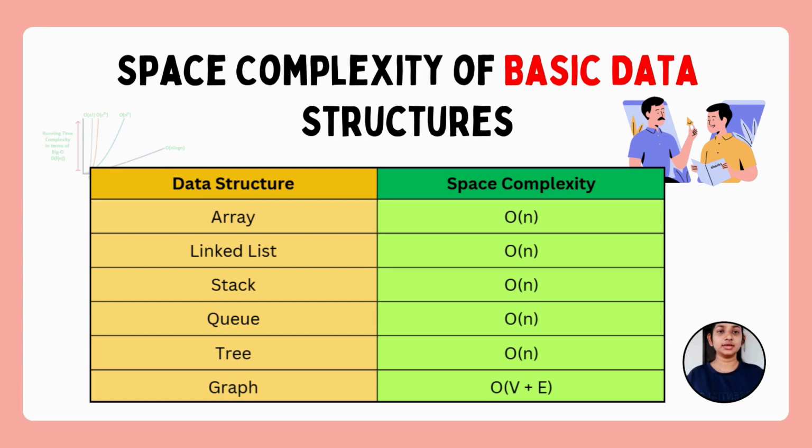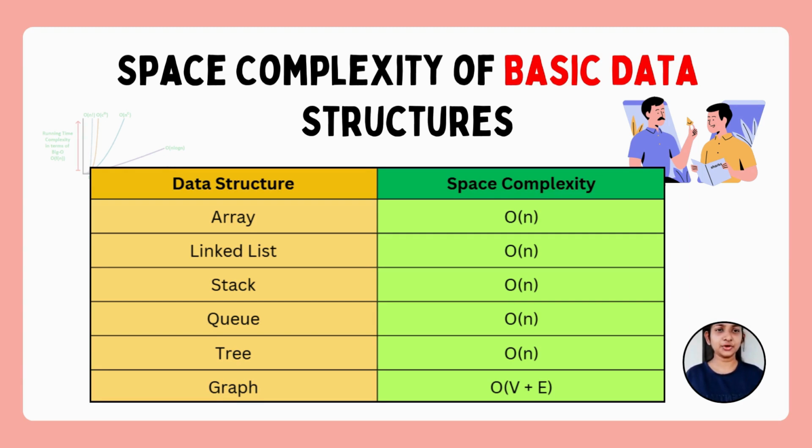Next one is linked list. A linked list also stores n nodes. Each node needs memory for data and a link, which means more memory. So, space complexity is O(n). Third one is stack.